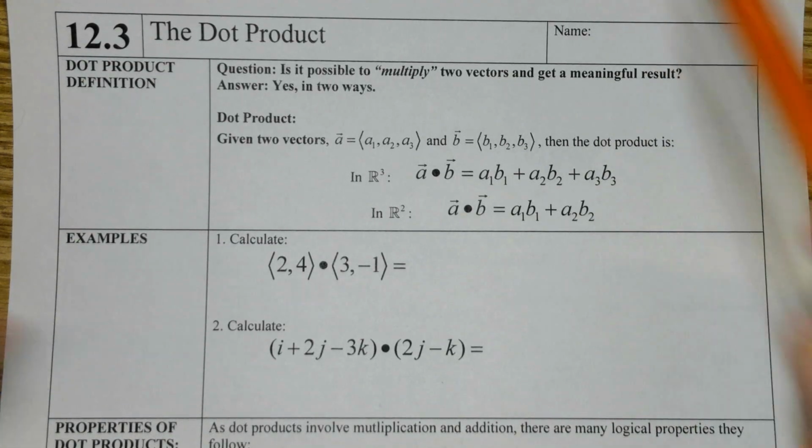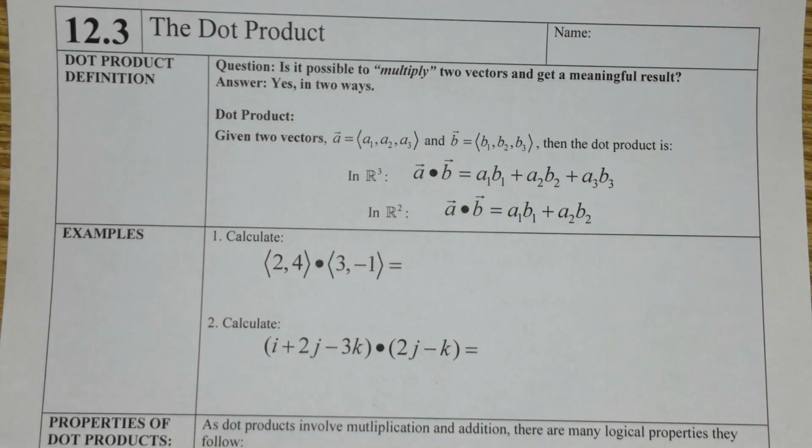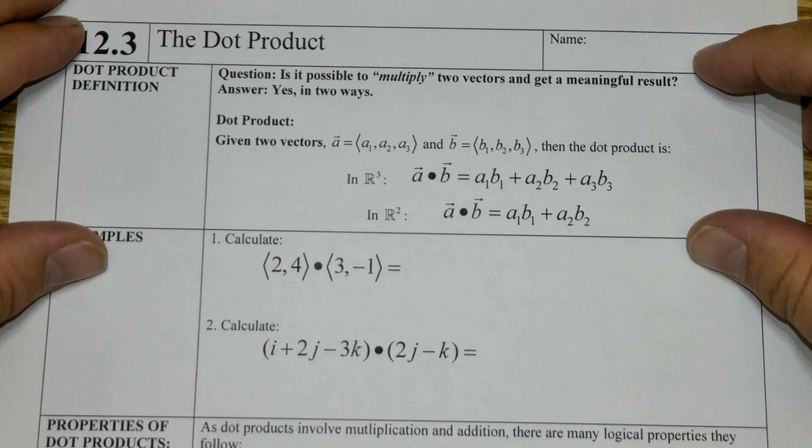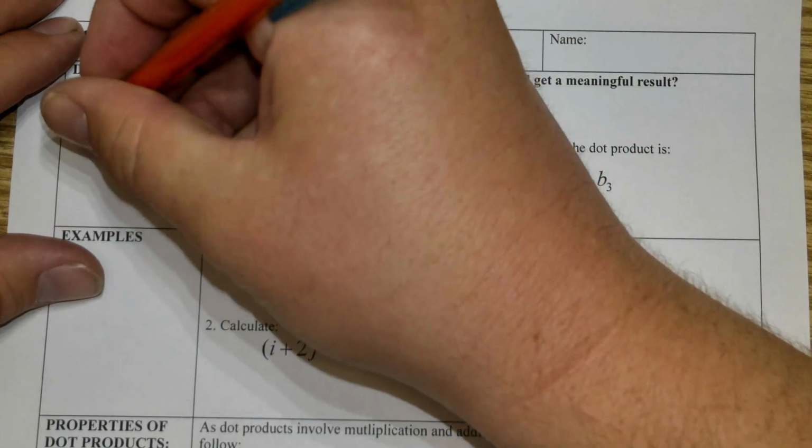The idea here, or the question, is: is it possible to multiply two vectors and get a meaningful result? And the answer is yes, in two ways. The first way is the dot product, and we'll focus on that today. The next lesson will be the cross product, and that's the other way. The biggest difference between these two is that the result of the dot product is a scalar.